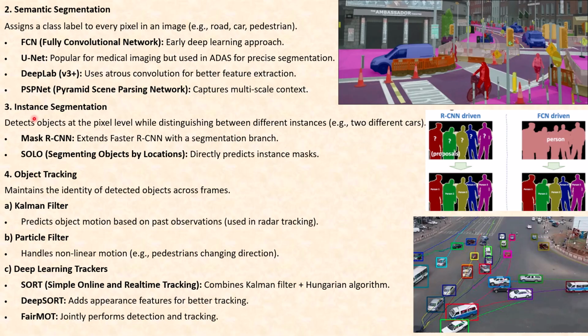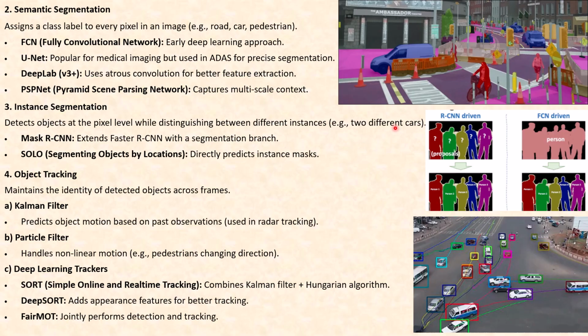Next comes the instance segmentation. This instance segmentation is very popular as far as perception is concerned. It detects objects at pixel level while distinguishing between different instances, for example between two cars. And how does it do that? By detecting objects at pixel level, it detects the two cars.